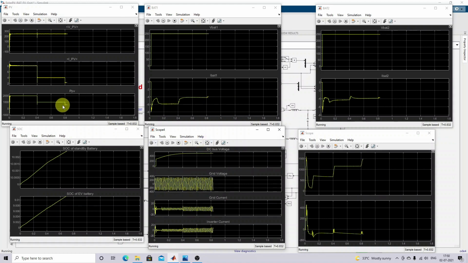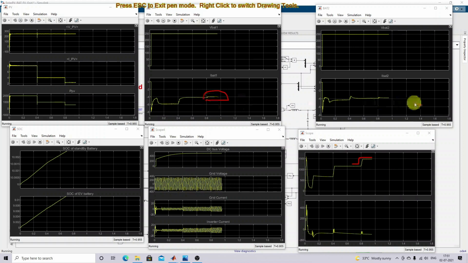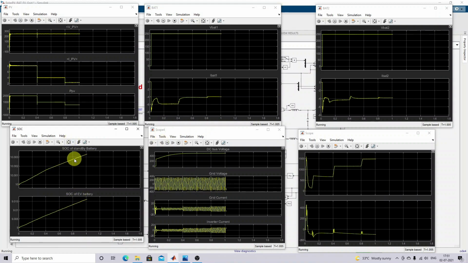Next, you can see that the PV power is decreasing because of decreasing radiation. Because of the decreasing PV power, the grid power is increasing here. Still you can see that the storage battery current is negative and the EV battery current is negative, so both are in charging mode. The battery current keeps on increasing, based upon power from the PV and the grid. Here the PV power is decreasing, and the power on the grid side is increasing, which means the grid is supplying more power.